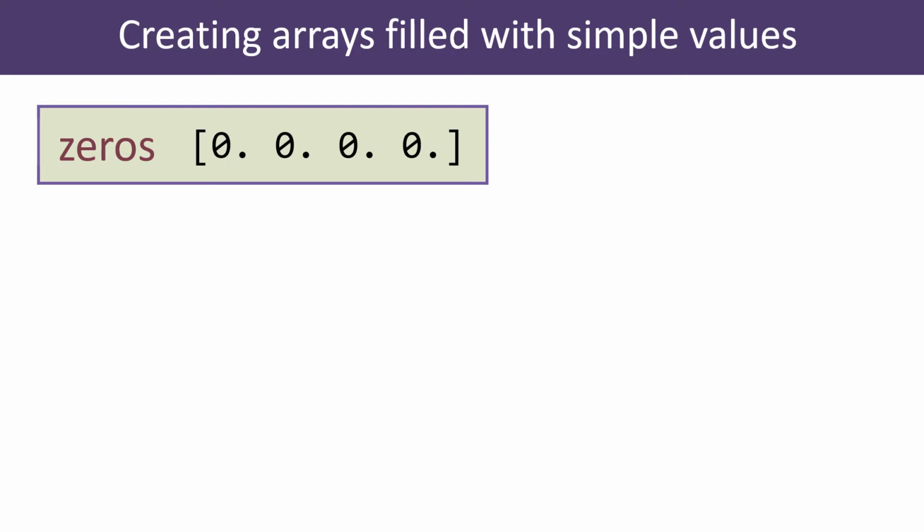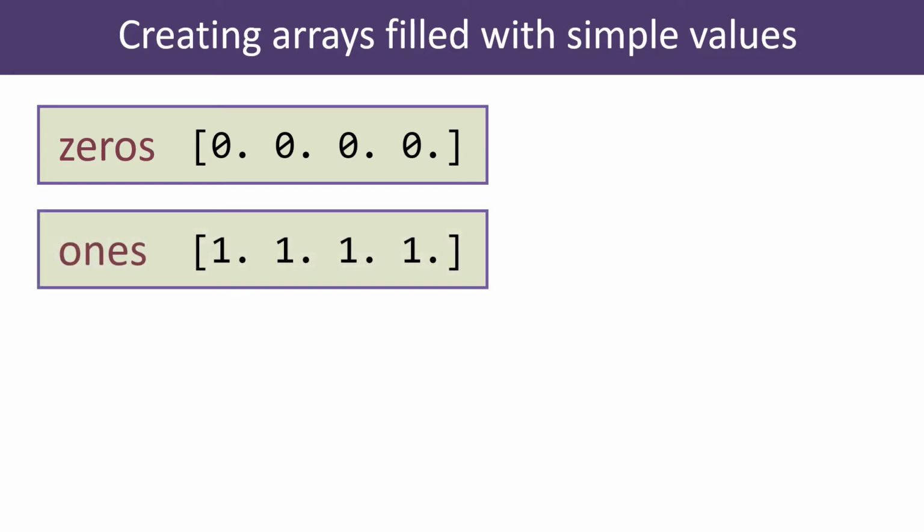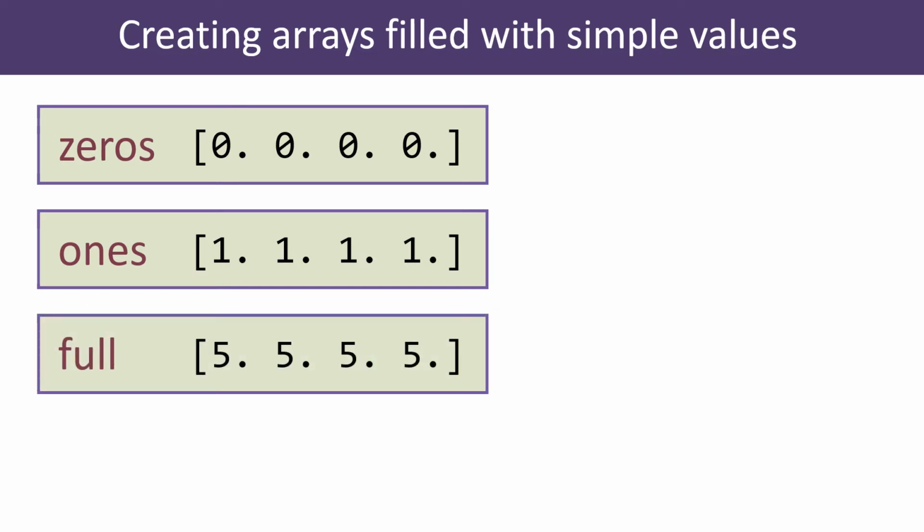The first of these functions is the zeros function. It creates an array full of zeros. Another function is the ones function. It creates an array full of ones. The full function works in a similar way, but it will fill the array with any value you want.